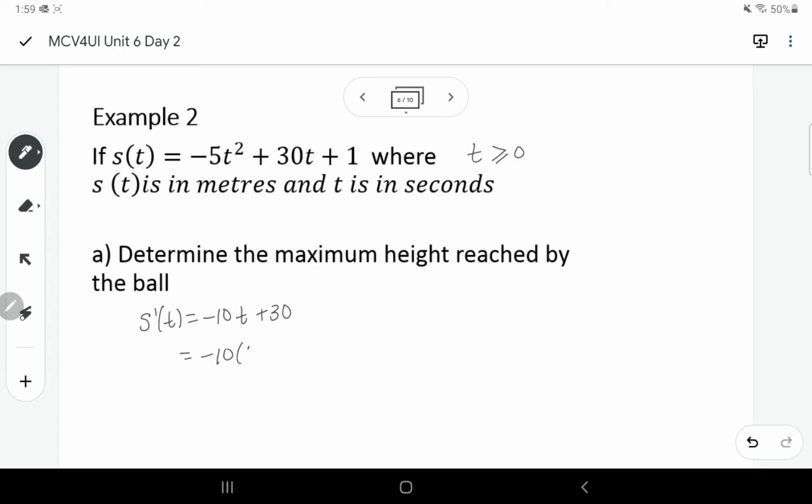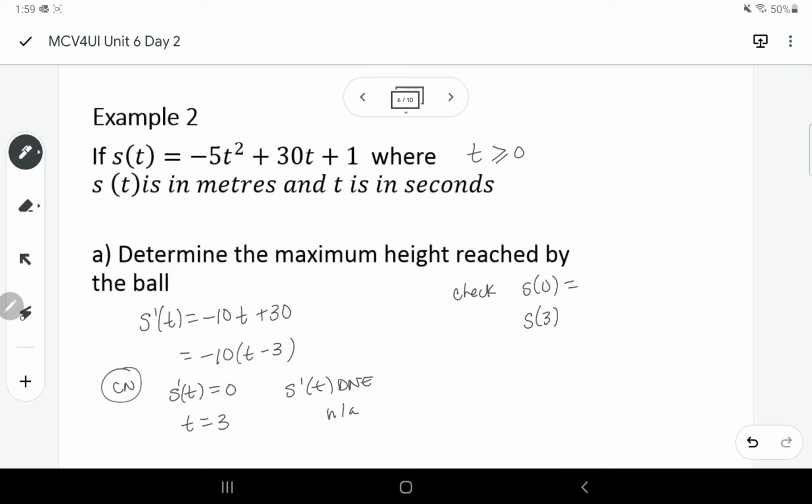So negative 10 times t minus 3. So the critical numbers: s prime at t equals 0 would be a time of 3, and s prime at t does not exist. We're not going to include any of those. There's no restrictions. So then we're going to check s at 0 and s at 3.